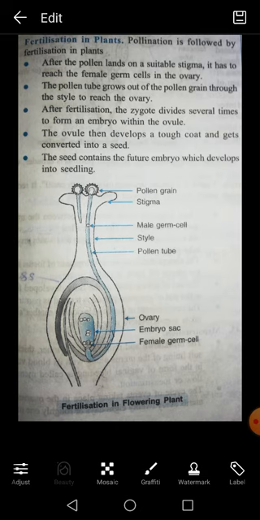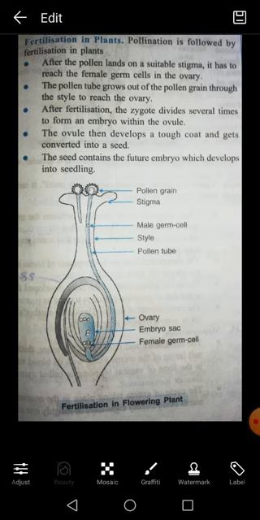Is it clear? And what happens with the other parts? After triple fusion, when two polar nuclei fuse with one male gamete, it is called PEN, the primary endospermic nucleus, and finally it develops into endosperm. What is the function of endosperm? Endosperm provides nourishment to the developing embryo. After that, the sepal falls off, the petal falls off, the stamen falls off, and the fertilized ovule converts into seed, and the ovary converts into fruit.